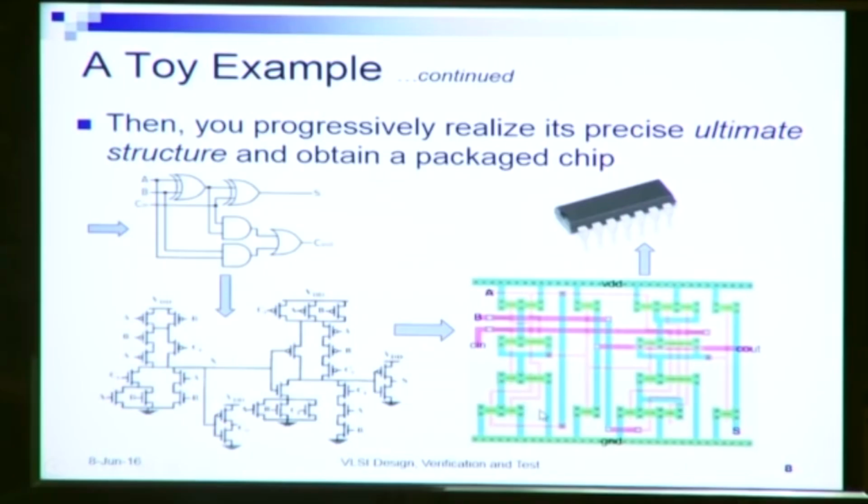From this layout design, it will be etched onto a substrate, and we will get a finally packaged chip like this, right? So this is a toy example, but it shows you in a nutshell how the design progresses from the initial specification that we have in mind of its functionality to the finally packaged chip.